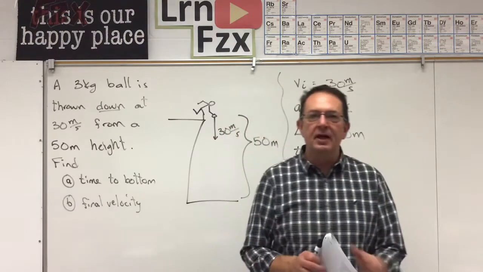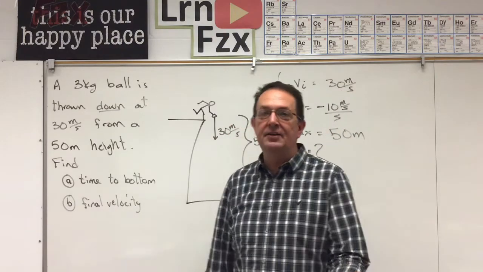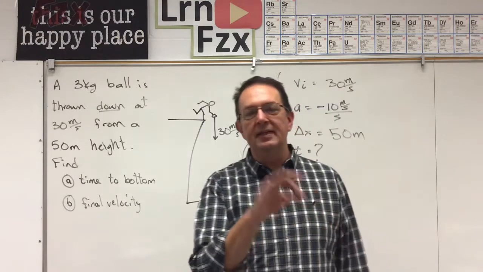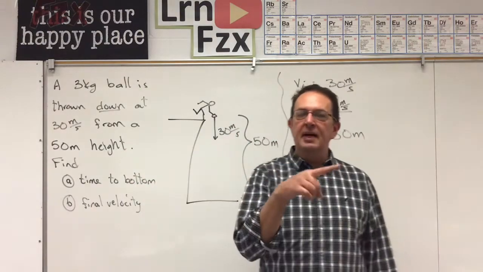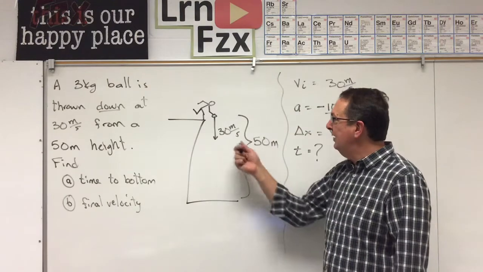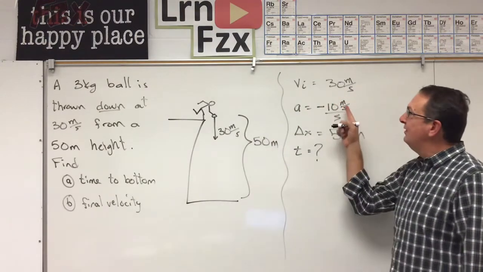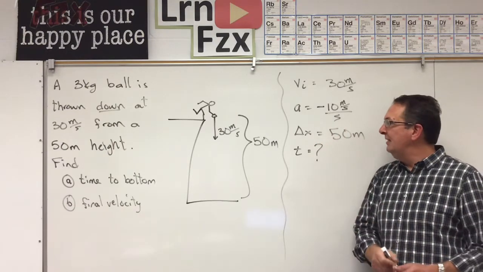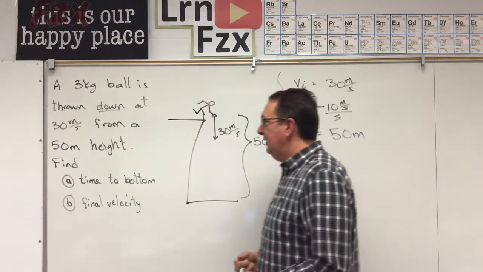The average velocity is displacement over time. Acceleration is delta v over t. Vf squared is equal to vi squared plus 2a delta x. Delta x is equal to vit plus 1/2 at squared. Here's the situation drawn right there. Initial velocity is 30 meters per second. Acceleration is negative 10 meters per second every second. And the displacement is 50 meters.